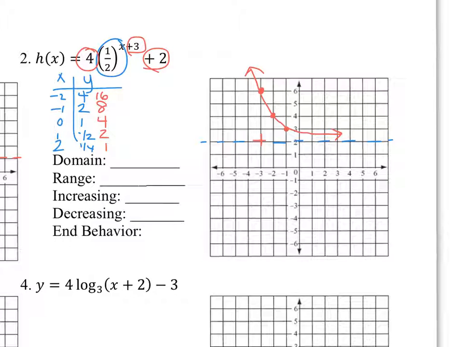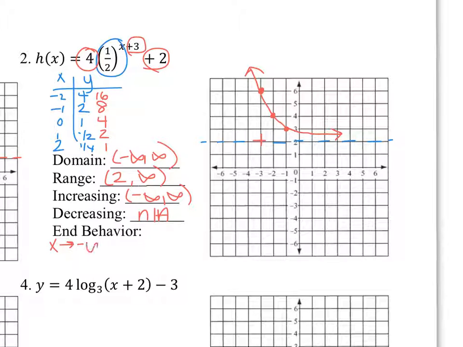So now if I do the domain, it is negative infinity to positive infinity. The range is 2 to infinity. It's increasing from negative infinity to infinity. It's not decreasing. So now let's talk about end behavior.